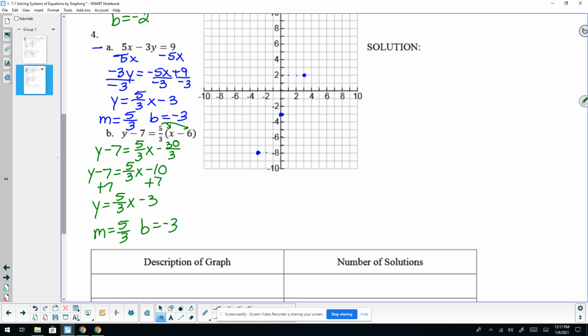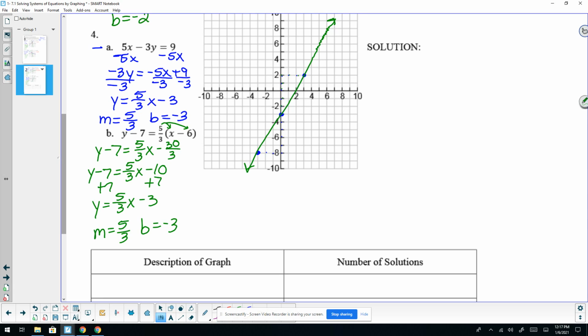I go up 5. 1, 2, 3, 4, 5. And right 3. 1, 2, 3. That's the same point from my first equation. If I go in the other direction, it's going to be the same point from my first equation. So what this tells me is my two equations are exactly the same. If they are exactly the same, then it will look like one line. Even though there's two different equations, they create the same line.